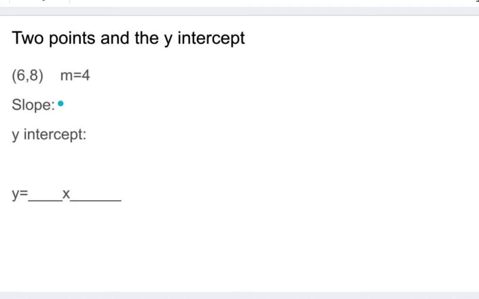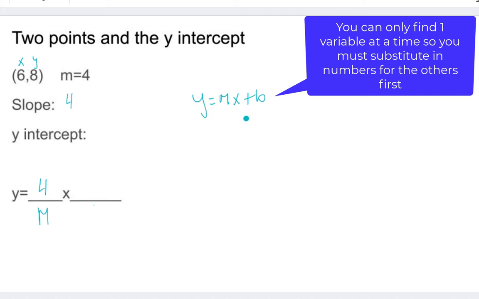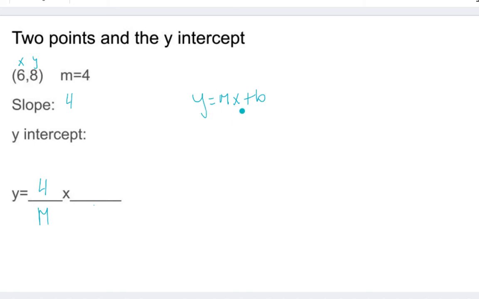So first of all, we know what the slope is. The slope is 4. Since this is where the slope goes, it's a coefficient of x, we can just write 4 right away. We don't know what the y-intercept is yet. What we're going to do is take our equation, y equals mx plus b. We're going to put 4 in for m, 6 is an x number, and 8 is a y number, because we can only solve one variable at a time. So since we have 4 values here, if we plug in 3 numbers, then we can solve for the missing value.